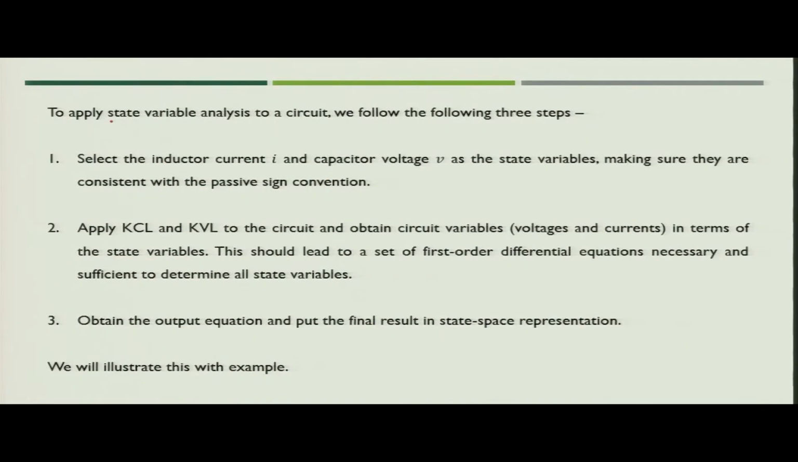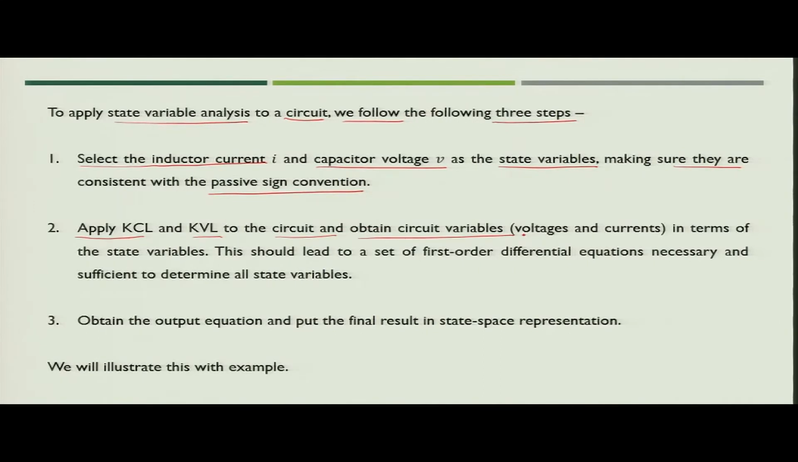So, to apply the state variable analysis to our circuit analysis method, we follow the following three steps. The first step is that we select the inductor current I and capacitor voltage V as state variables. We have to make sure that they are consistent with the passive sign convention which we discussed in our initial lectures. Now, let us apply KCL and KVL to the circuit and obtain the circuit variables.